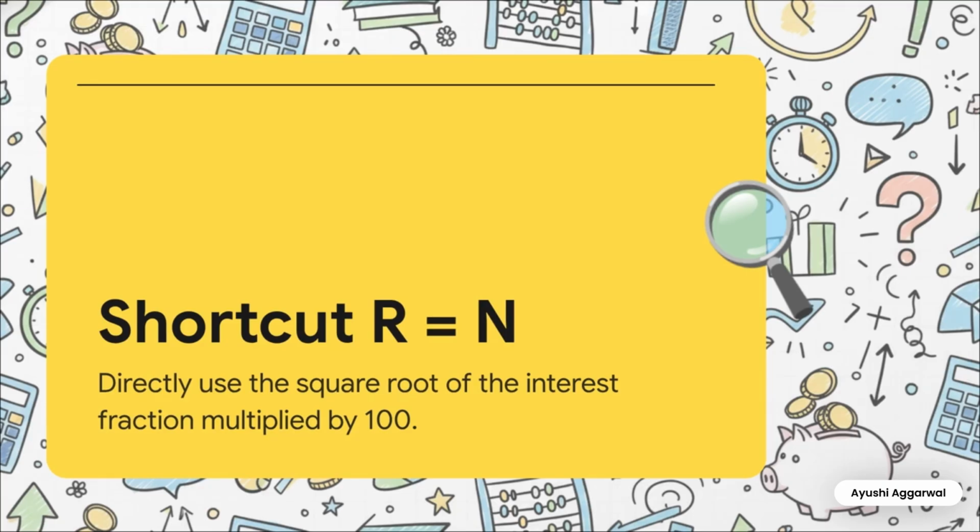So for our specific problem, 16 by 25 into 100 is 64. And the square root of 64 is 8. So your answer is 8 years. It's simple, direct, and leaves zero chances for calculation errors.